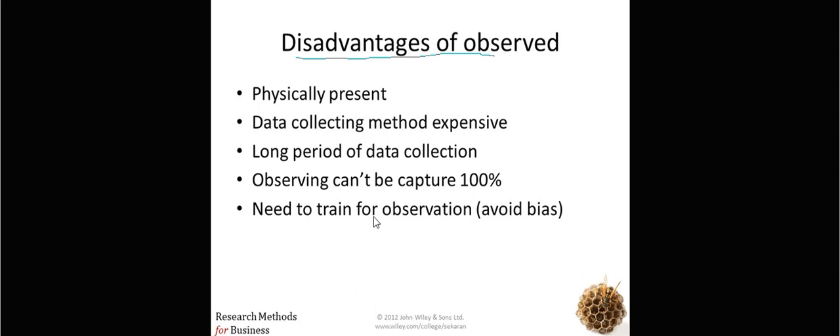Yes, Doctor. Nur Shakira, please read this slide all together. Disadvantage of observe. Firstly, physically present. The second one, data collecting method is expensive. The third one, long period of data collection. Then, observing cannot be captured 100%. And lastly, need to train for observation, avoid bias. Okay, thank you.